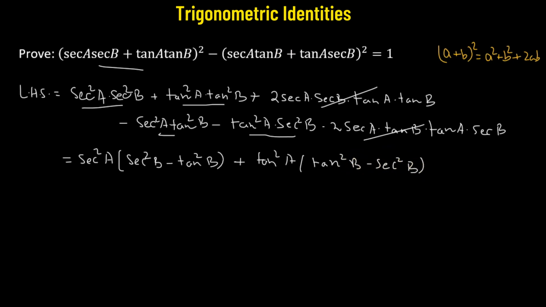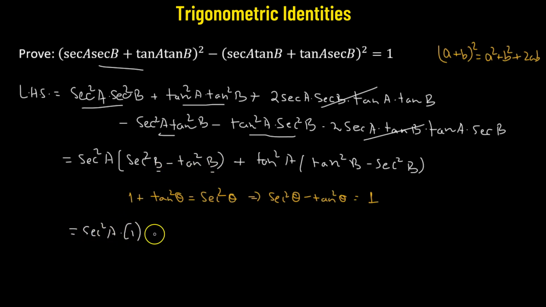Now we're going to use a trig identity which states that 1 plus tangent squared theta equals secant squared theta. So which would mean that secant squared theta minus tangent squared theta equals positive 1. Now in our case, we have secant squared b minus tangent squared b. That means theta is actually represented by angle b here. We're going to get secant squared a times 1 plus tangent squared a multiplied to tangent squared b minus secant squared b. So we have negative 1.